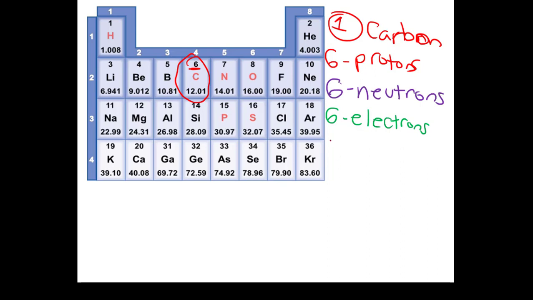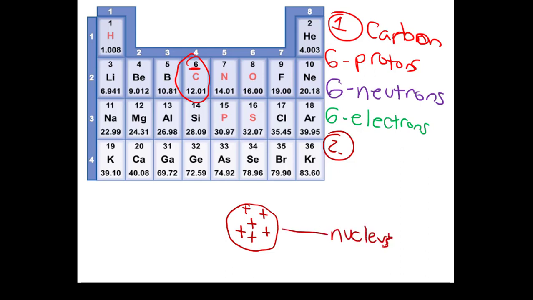Okay, the next thing you need to know is where are the protons? Okay, there's 6 protons. 1, 2, remember the protons have a positive charge. 3, 4, 5, and 6. Okay, so the protons are all hanging out together. They're all best friends, and they're hanging out in the center of the atom is something that's called the nucleus. So the nucleus is where you'll find the protons.